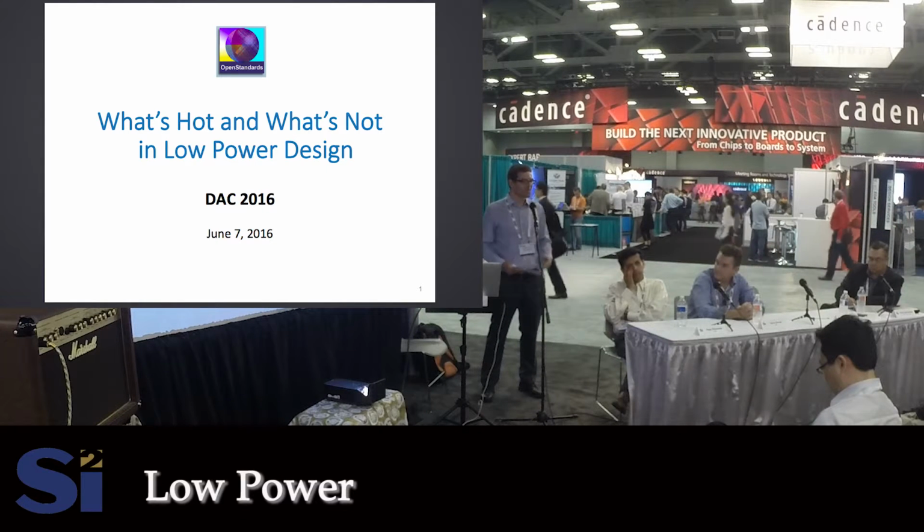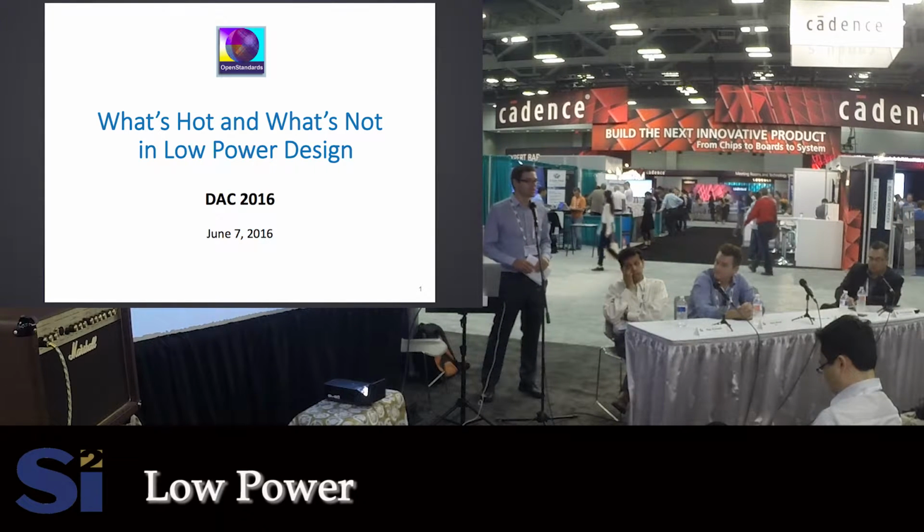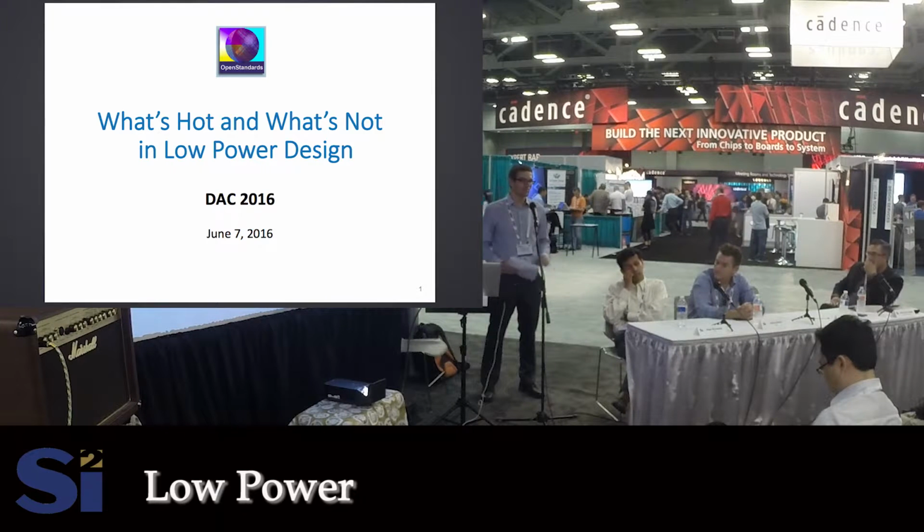So I'll start at the lowest level of abstraction, which is gates. And I think, at the gate level, estimation's good. We have really powerful tools for analysis. And we have a handful of push-button reduction techniques. So I give us, as an industry, an A.